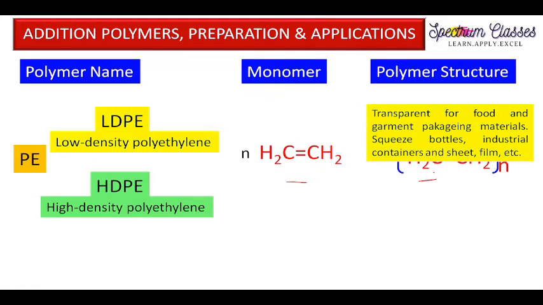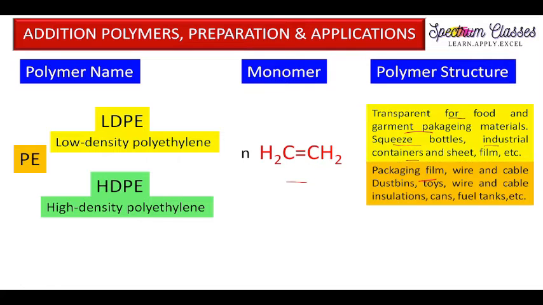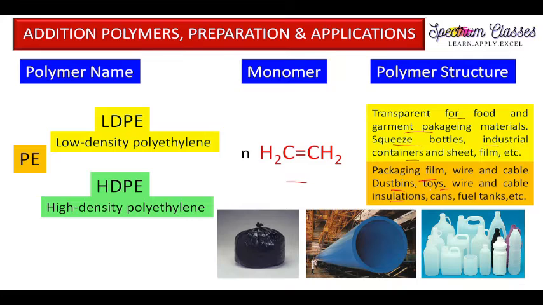Both LDPE and HDPE have the same type of monomer and the same type of polymer. The only difference we are going to discuss, but before that we will discuss their application. LDPE is a transparent film for food and garment packaging material, and it is used to make squeezing bottles, industrial containers and sheet films, etc. Whereas HDPE is used for packaging film, wires and cables. It is used to form dustbins, toys, wires and cables again. Here I am going to show you a few pictures. These are the applications, where HDPE and LDPE are used to form such articles.